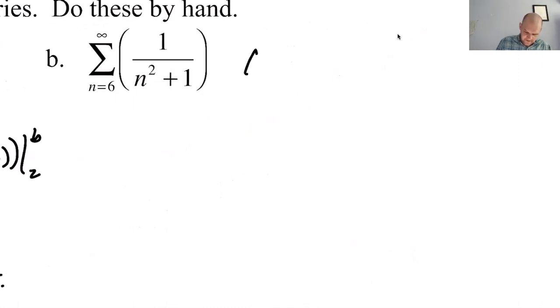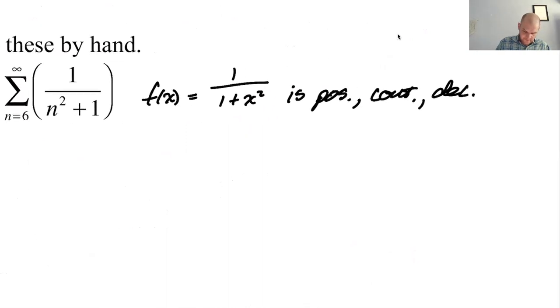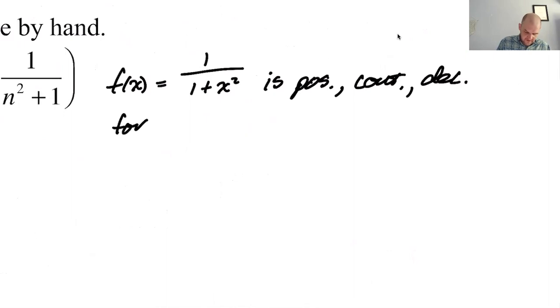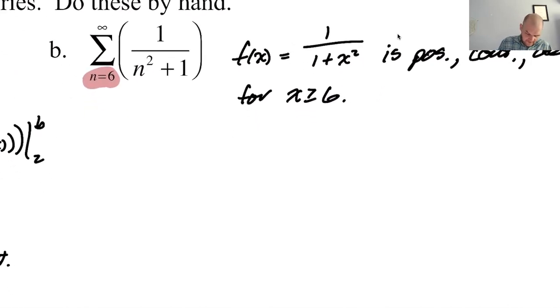So let's see here. f of x is 1 over, I'm going to rewrite it as 1 plus x squared. And then this is definitely positive. It's definitely continuous. And it's definitely decreasing for, I don't know why 6 is involved, but I'll say greater than or equal to 6, because for whatever reason, that's where we're starting here. So now we just got to do the improper integral. So we're going to go with the integral from 6 to infinity of 1 over 1 plus x squared. I'm writing it that way because as soon as I see that, I'm like Arctan.